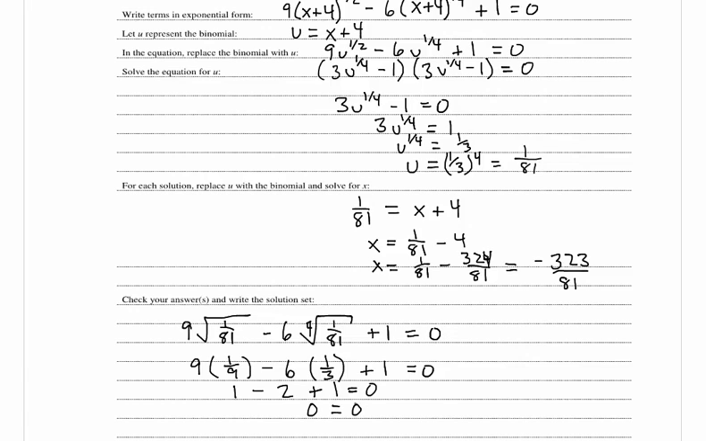So we have 0 = 0, which means our solution set is -323/81. And that's all for our video on solving equations of quadratic type by substitution.